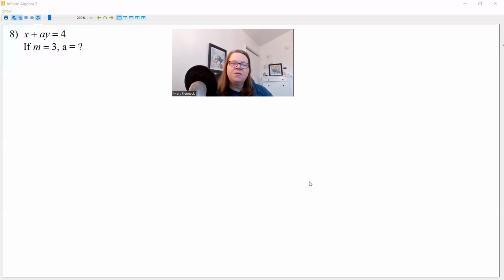If we're told that x plus ay equals 4, and m equals 3, what does a equal? I think the temptation would be to say, oh, well, then a is 3 or something like that, possibly just because you're used to the slope being in front of a value, but it's not in front of the y value, right? It's in front of the x.